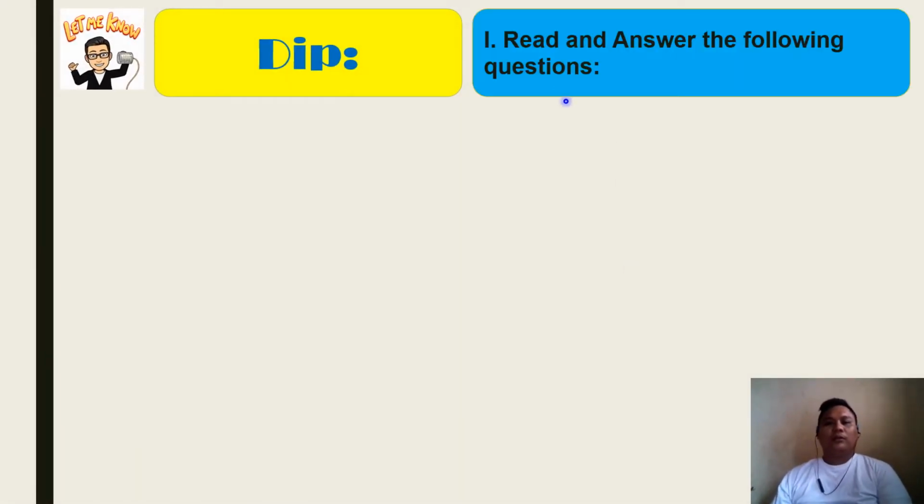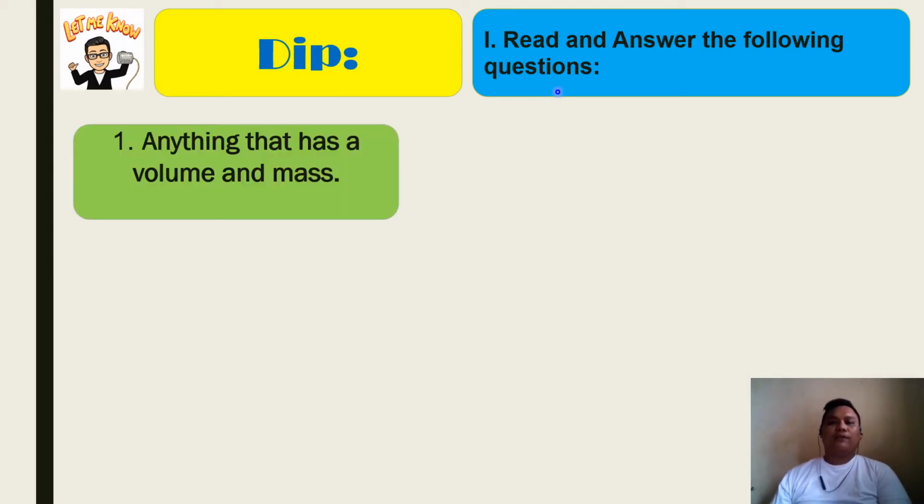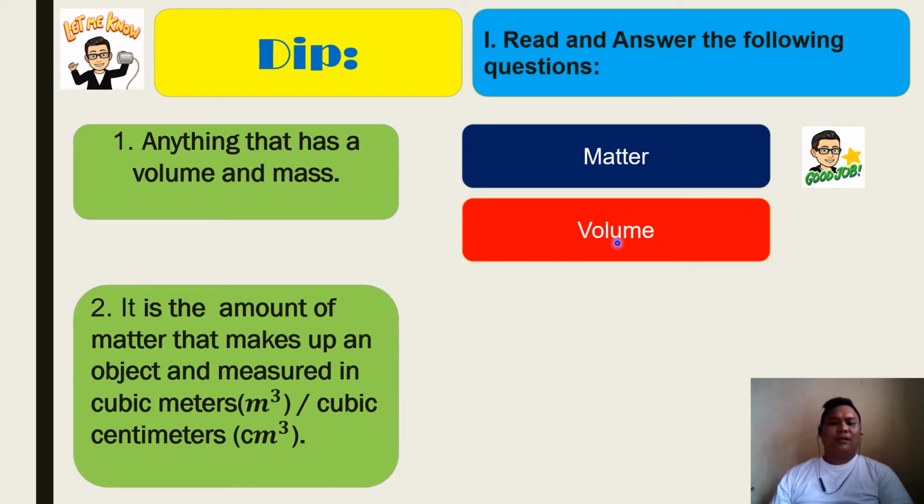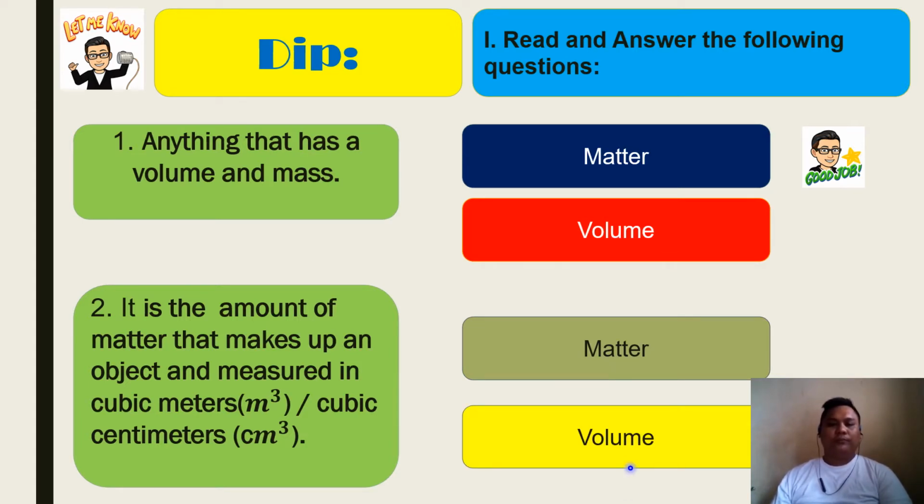Before we go on, can you read and answer the following questions? One, anything that has volume and mass, is it matter or volume? Yes, you're correct. The correct answer is matter. Next, it is the amount of space that matter occupies, measured in cubic meters or cubic centimeters. Matter or volume? Okay, yes, you're correct. Volume.